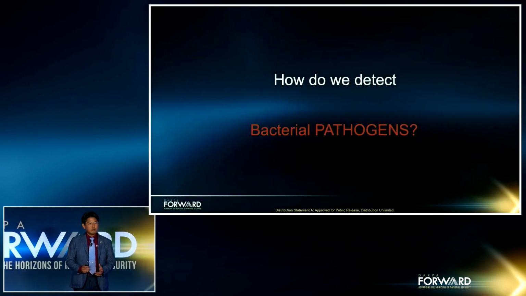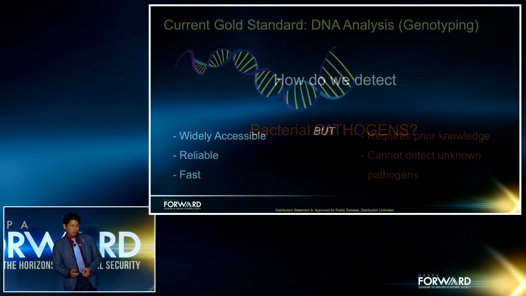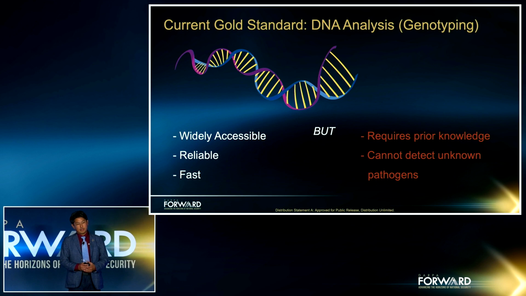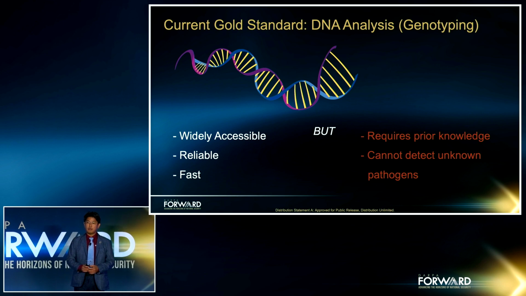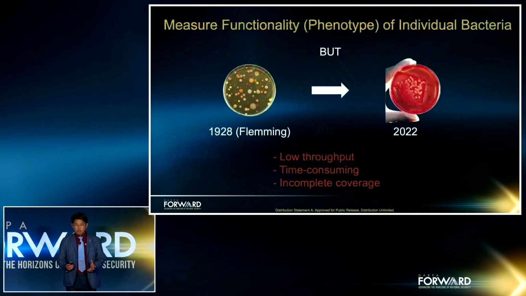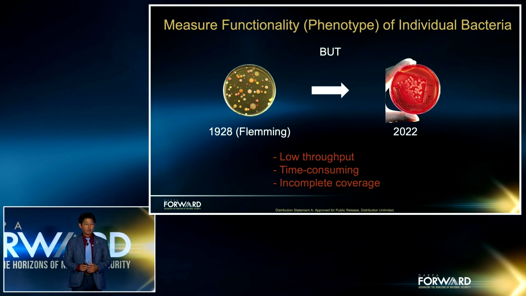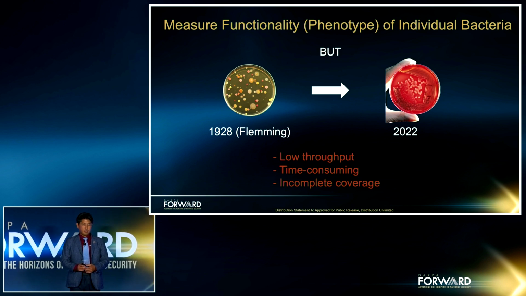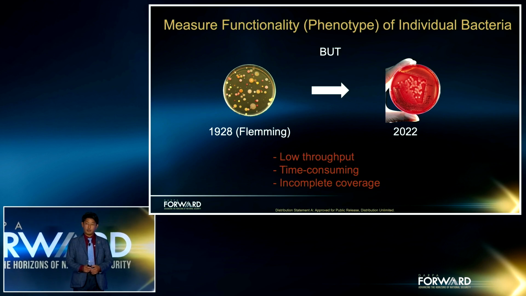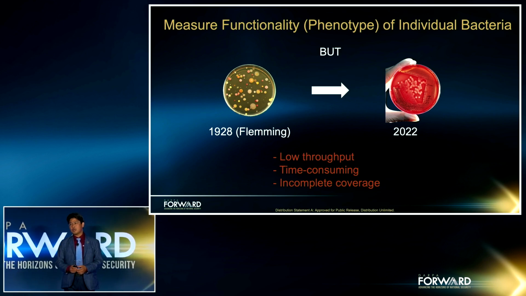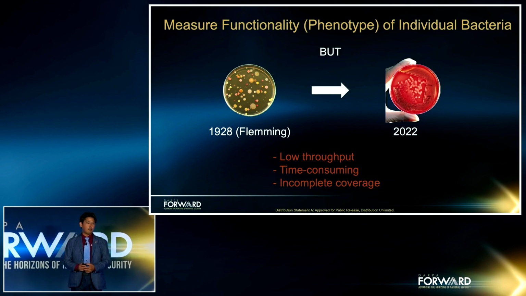So how do we detect these bacterial pathogens? The current gold standard is DNA analysis, in other words, genotyping. They are widely accessible, they're reliable, and they're fast. However, they require prior knowledge. This means that they cannot detect unknown pathogens. So how do we overcome this challenge? One way is to measure the functionality, in other words, the phenotype of these bacteria. However, the method of phenotyping has not changed much in the past century. They remain low throughput, they are time-consuming, and because of these, they can provide only incomplete coverage.